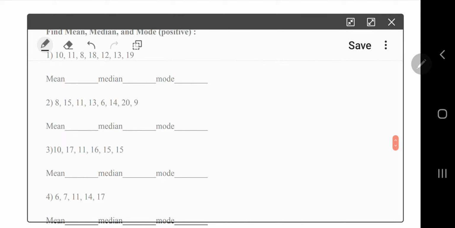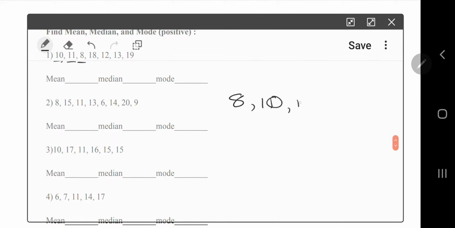Now I'll be doing the median for you guys. The median is basically listing the numbers in order from least to greatest and finding what the middle number is. So to start off, the least number value is 8. Next is 10.